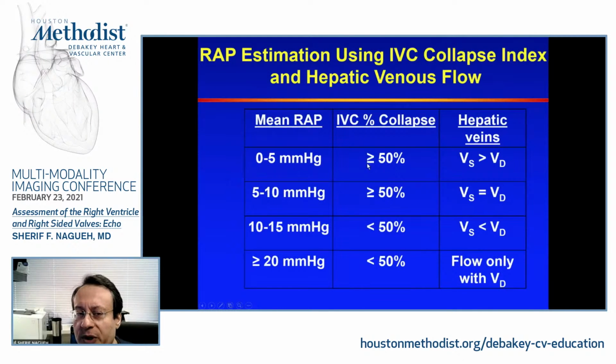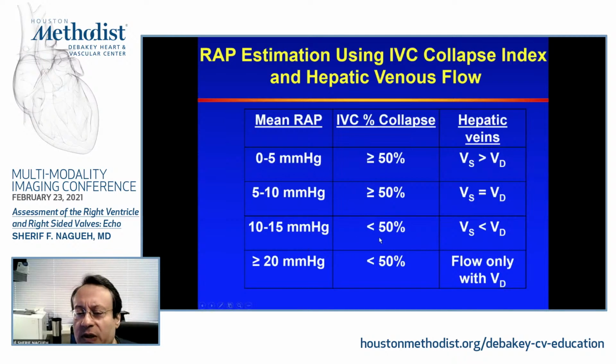If I were to put a summary, I can say when you have an IVC collapse that is at least 50% and hepatic vein systolic velocity more than diastolic velocity, that's a normal pressure, 0 to 5. 5 to 10 if you have a collapse that is also at least 50% but equal systolic to diastolic velocity, and you want to average multiple beats or rely on end expiratory signals.